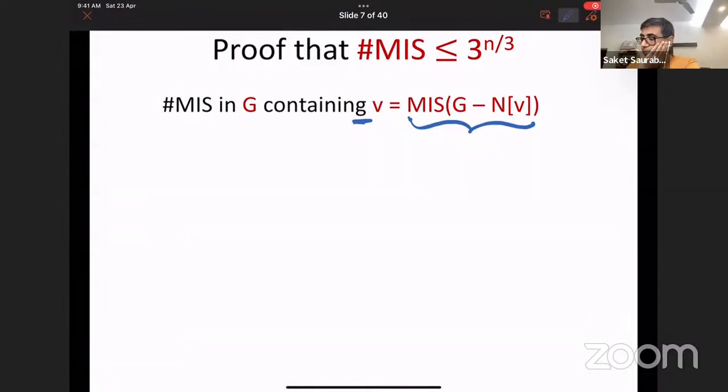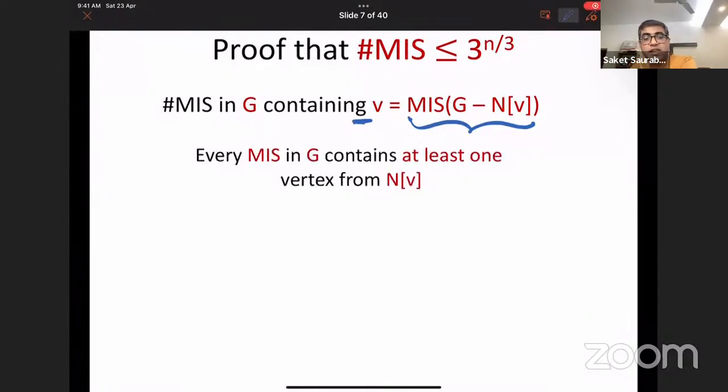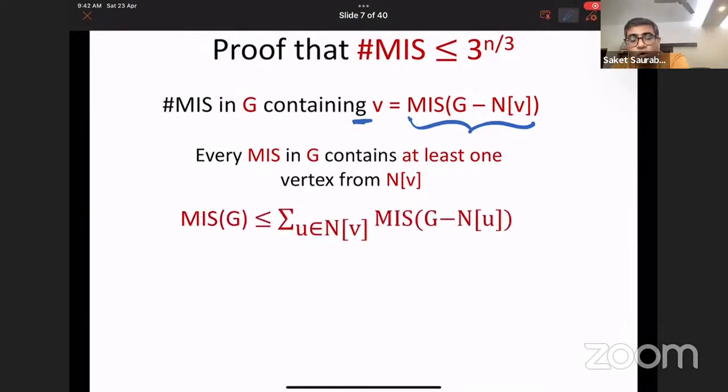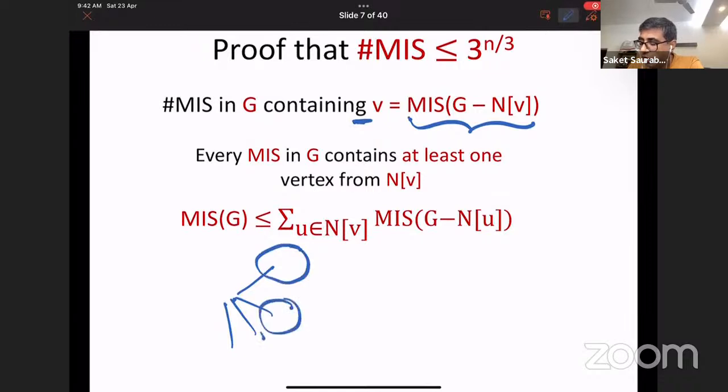Now, every MIS in G contains at least one vertex from the closed neighborhood of V. It means I sum these numbers over every U in the closed neighborhood of V. Look at any MIS: either it is going to contain this vertex, or this vertex, or this vertex, or this vertex. So if I sum the MIS containing each vertex, then I definitely get an upper bound on the number of maximal independent sets of my graph. And that is what this summation is trying to represent.